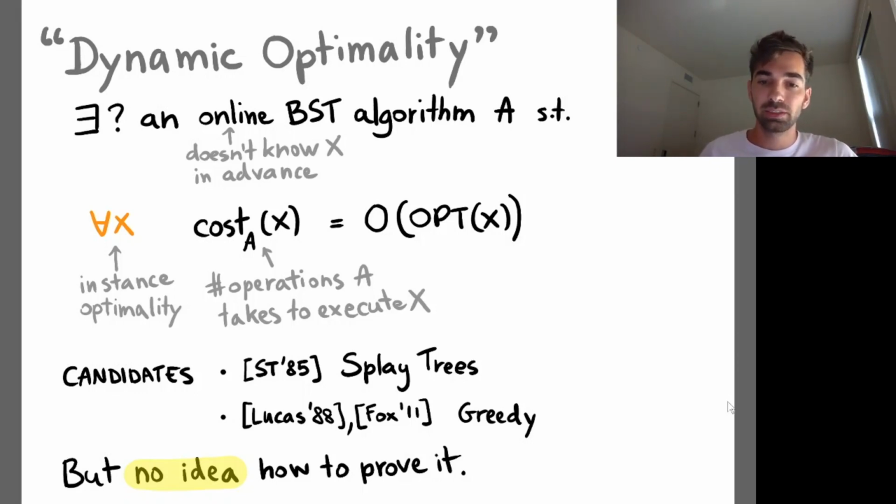The second candidate is slightly more recent. It's called greedy, and there's been more and more proved about it, and it's probably more likely that we're going to prove that greedy is dynamically optimal before we prove that splay trees is, if of course the conjecture about them is true. But really we have at the moment no idea how to prove it. It's a very elusive conjecture.